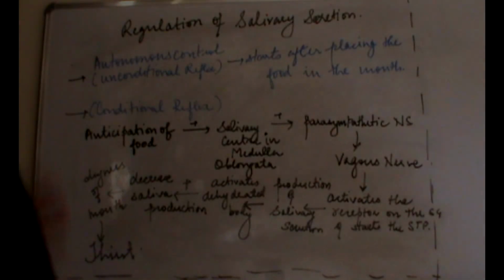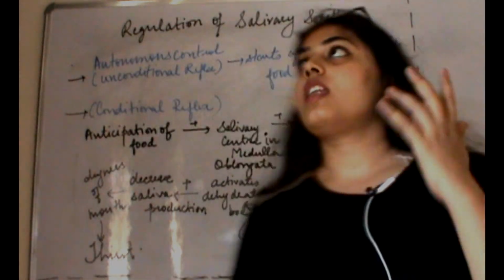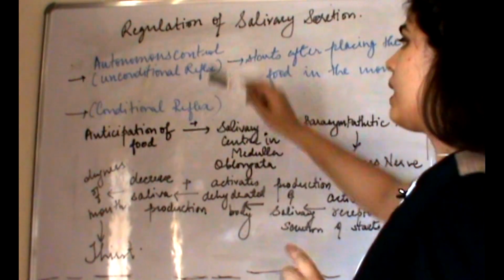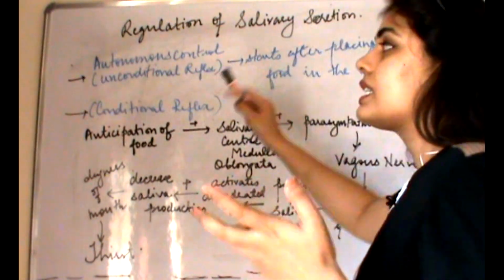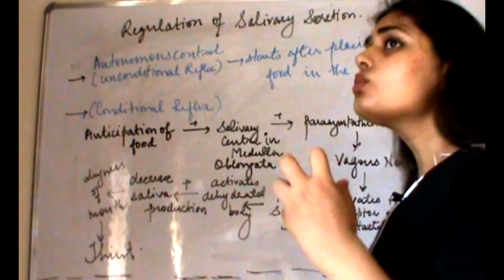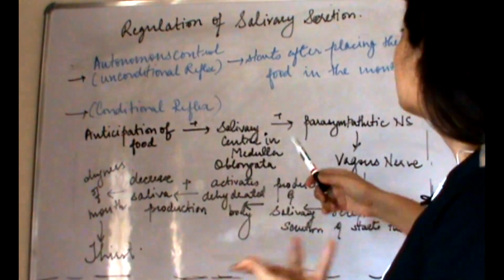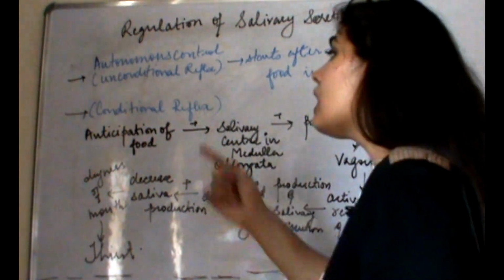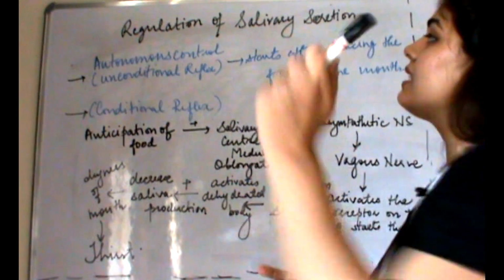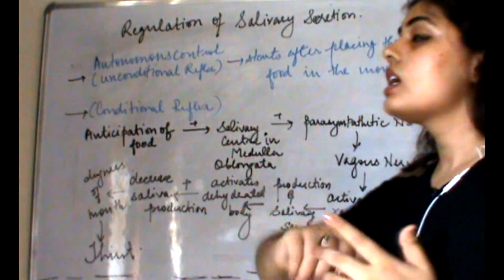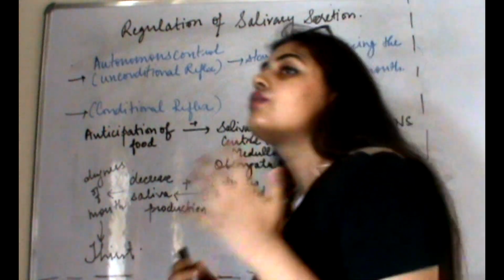So how does the regulation of saliva start? There are two responses, right? One is the unconditional reflex and one is the conditional reflex. In the unconditional reflex, as soon as we place the food in our mouth, the reflex starts. But in the conditional reflex, what happens is the anticipation of food, right?